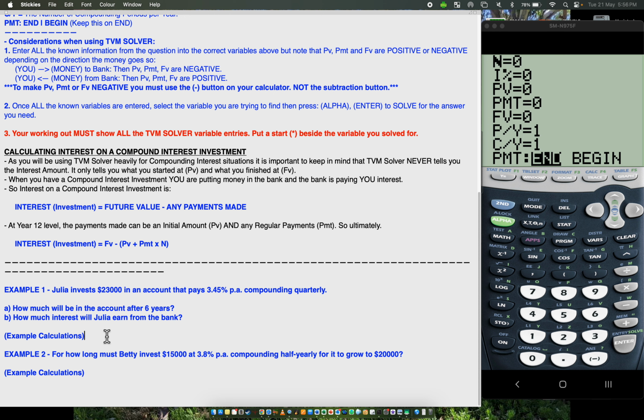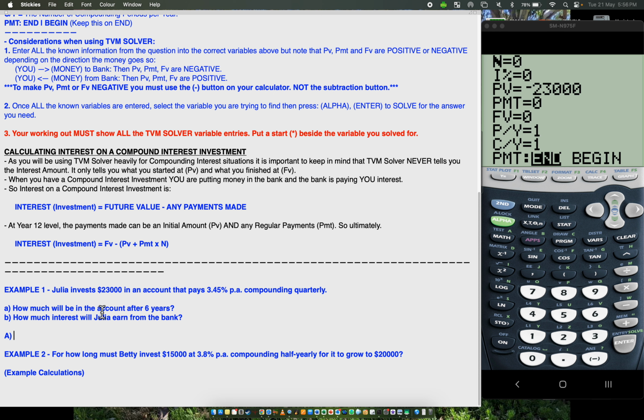Let's do an example. Julia invests $23,000 in an account that pays 3.45% per annum, compounding quarterly. A, how much will be in the account? How much is in the account is FV, so I'm solving for FV. I need to put in everything else. So what information do we have? She invests $23,000, so PV, that $23,000 is going from her to the bank, so it's going to be negative $23,000 as PV. Is there only going to be PMT?